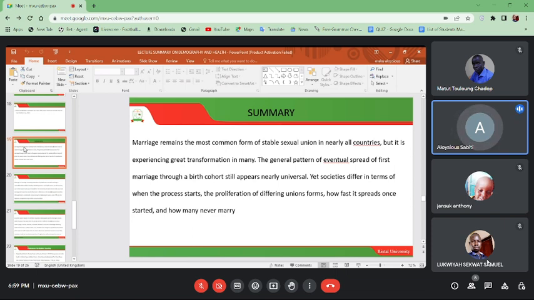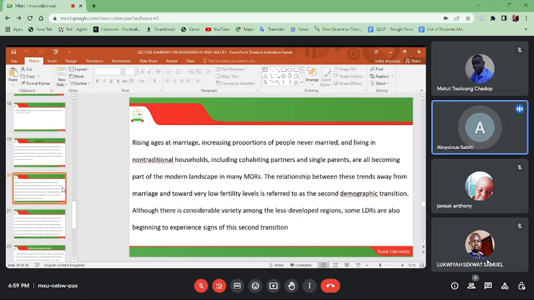So the proliferation of different union forms, how fast it spreads once started, and how many never marry spreads across different societies. Rising ages at marriage, increasing proportions of people never married and living in non-traditional households, including cohabiting partners and single parents, are all becoming part of the landscape in many more developed regions.